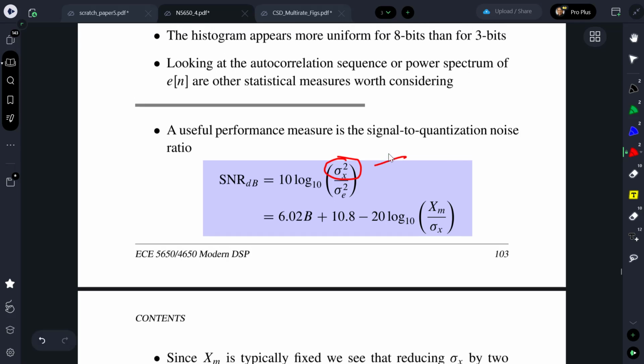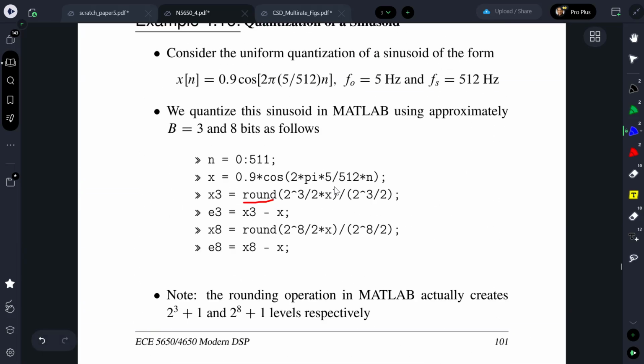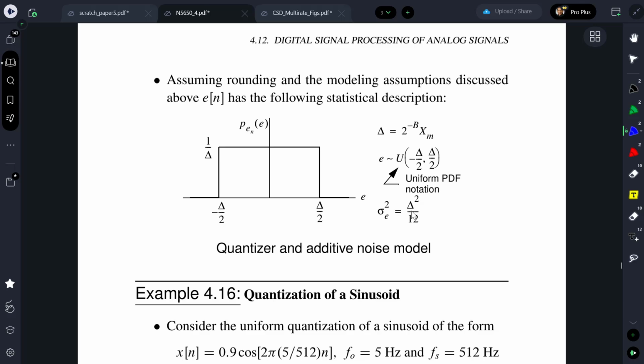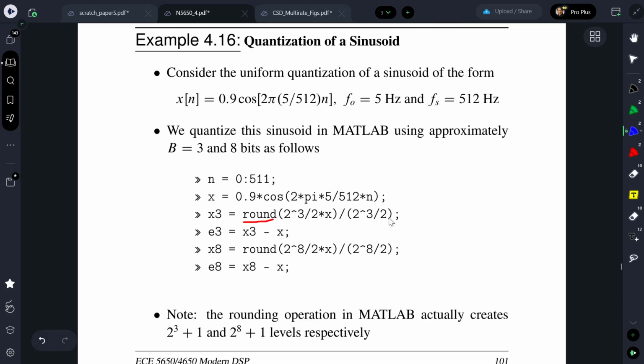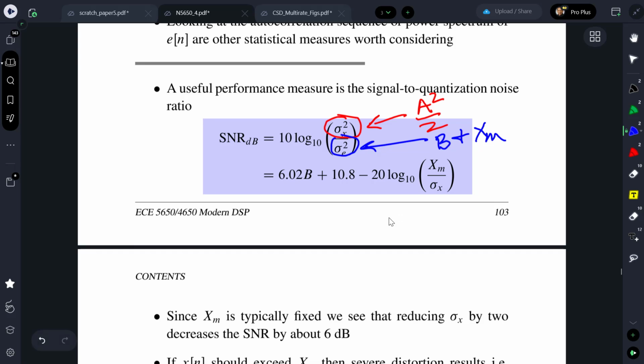This is controlled by B and X_m. So you have to know what the number of bits are. Total bits is B plus 1, and X_m. Just flip back over to here. You can see delta is 2 to the minus B times X_m. So you can get that calculation done, and then you know what delta is, and then you know what sigma e squared is. That is actually built into this equation already. You just need to know what X_m is. You need to know what the standard deviation of your signal is, and here is where B shows up. So this does it in this second version right here.